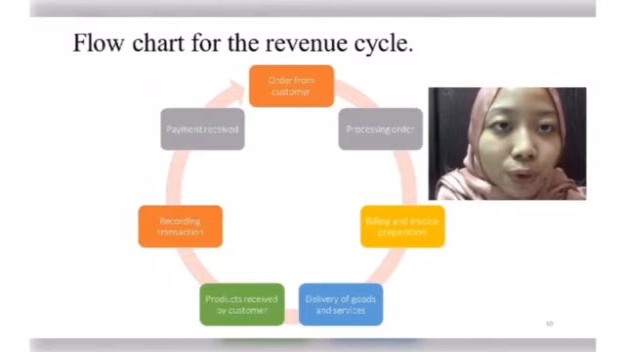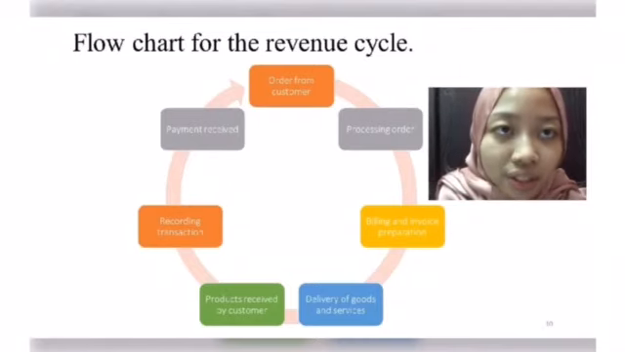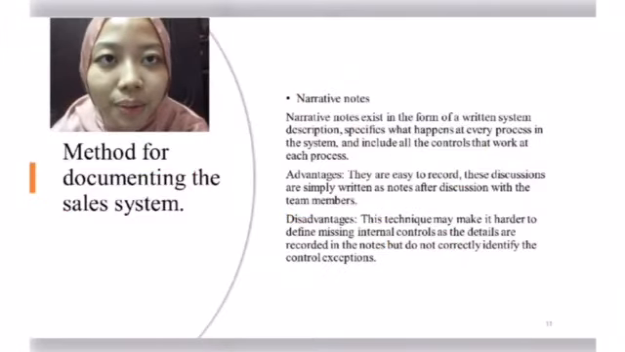Fifth, the product is received by the customer. Sixth, we will record the transaction of the order. Lastly, we will receive the payment from our customer. Those are the processes or flowchart for the revenue cycle. Methods for documenting the sales system.